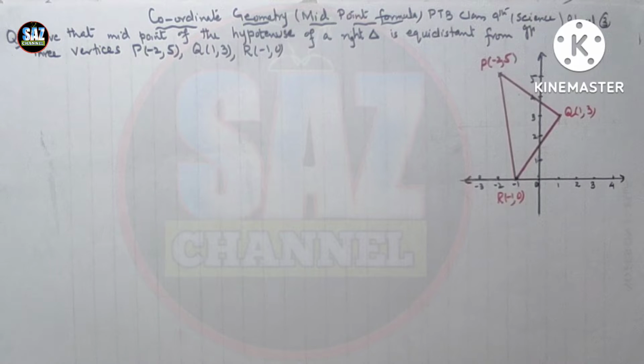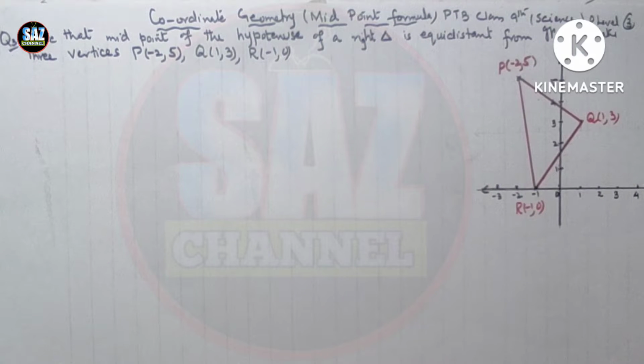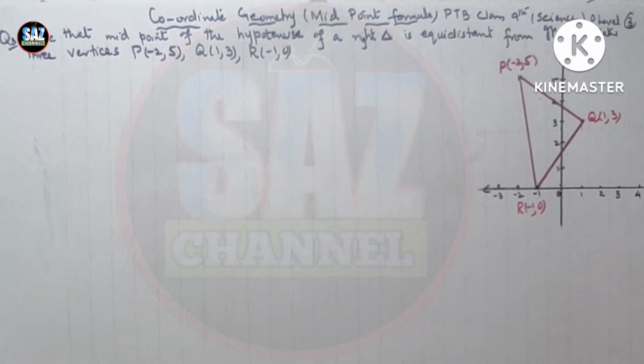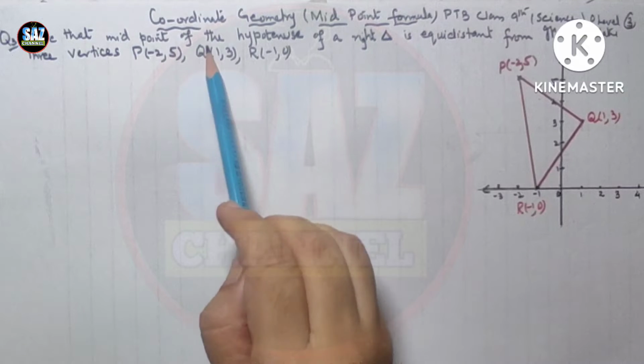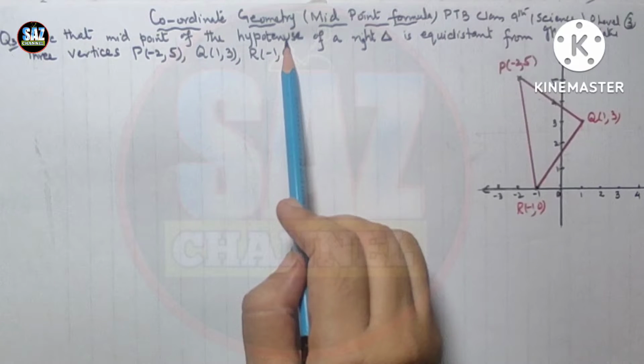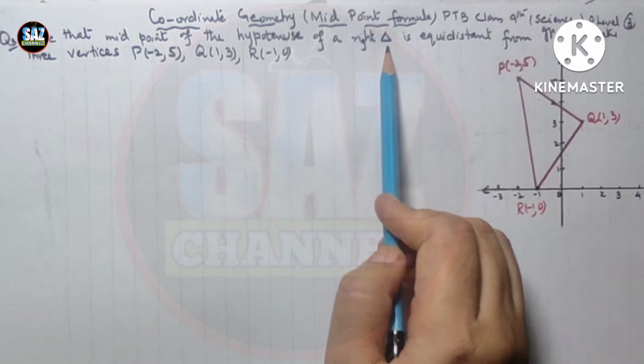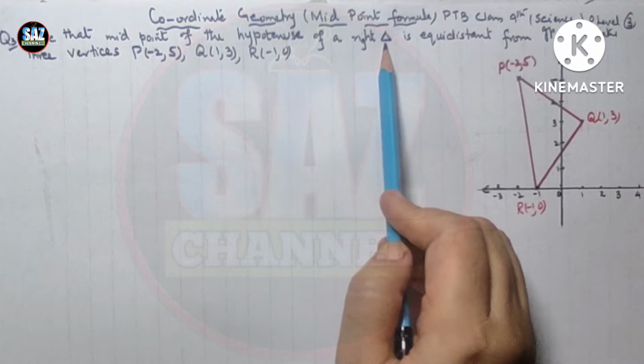Question 3 says, prove that the midpoint of the hypotenuse of the right angle triangle is equidistant from three vertices P, which is (-2, 5), Q (1, 3), and R (-1, 0).